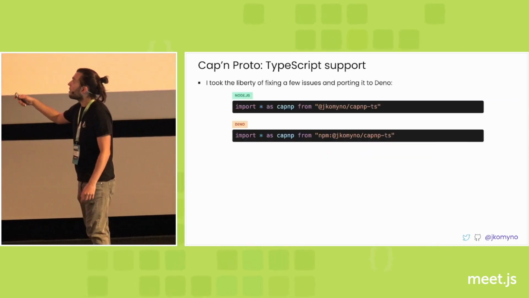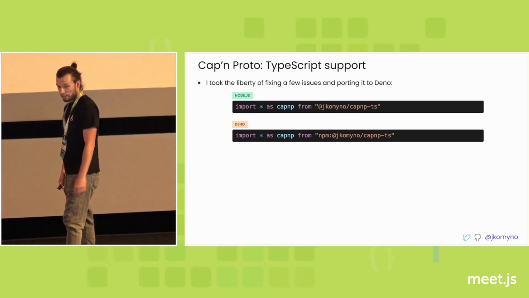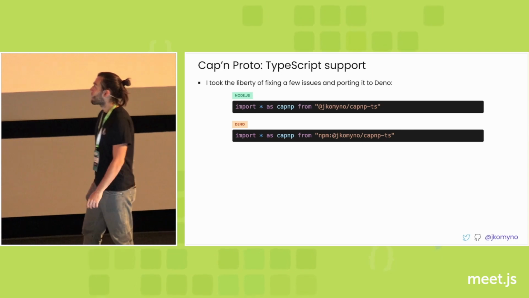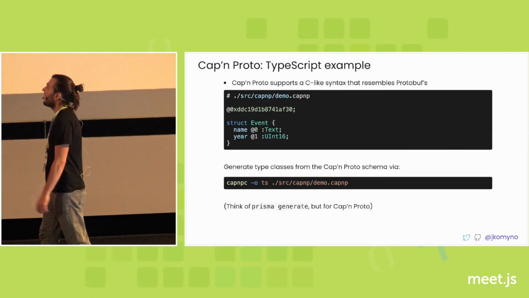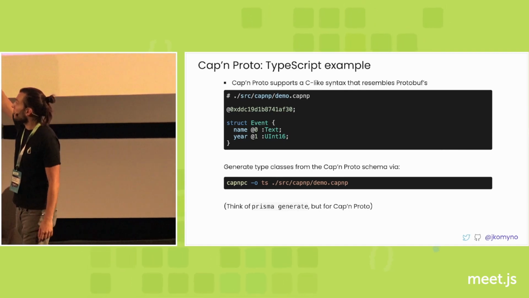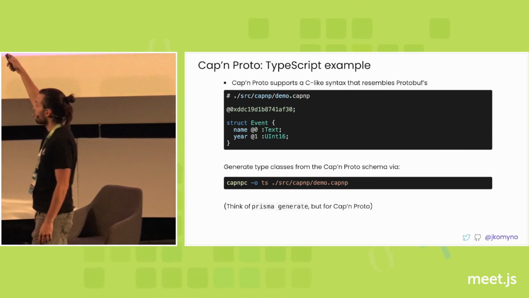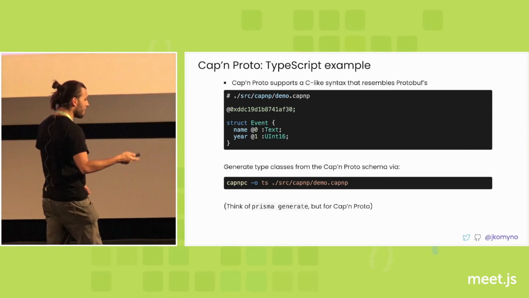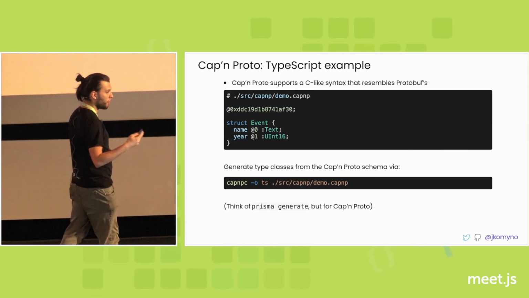So I took the liberty of forking it, modifying it a little bit, hopefully making it a bit better, although I haven't spent the time I wanted to. And how will it look like? You have a basic schema. I'm not going to spend too much time on the syntax, but it's C-like structures. You need to put an identifier on any field. You need to have a unique identifier at the top.